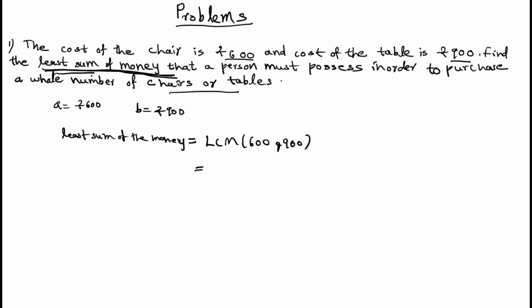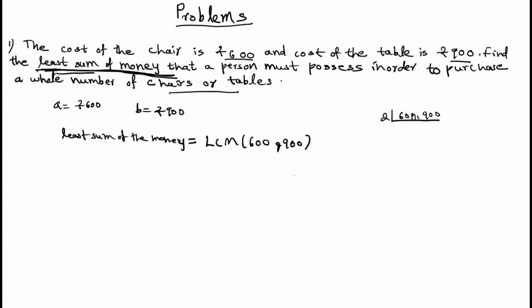Suppose the question is find the maximum sum of the money, that time you need to find HCF. Here the question is least, that's why you need to take LCM of the given two prices. Now find the LCM of 600 and 900 using division method or factorization method. Here I am considering the division method.